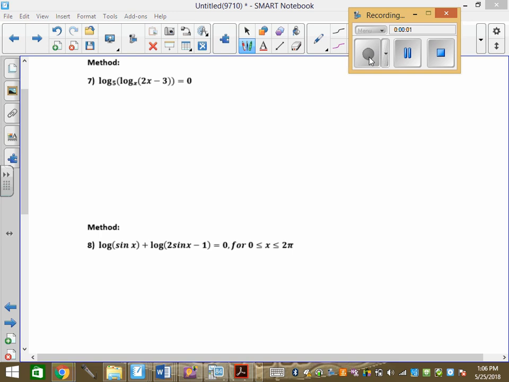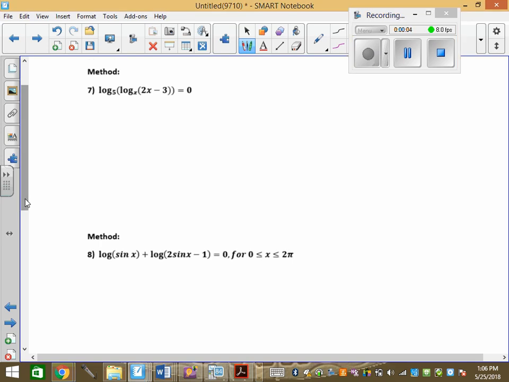Review part 2. In this case, we don't know what's beside our log or in our base. We always convert to exponential, so we're going to use the outside log. We get 5 to the 0 equals log base x of 2x minus 3. 5 to the 0 is 1, equals log base x of 2x minus 3.